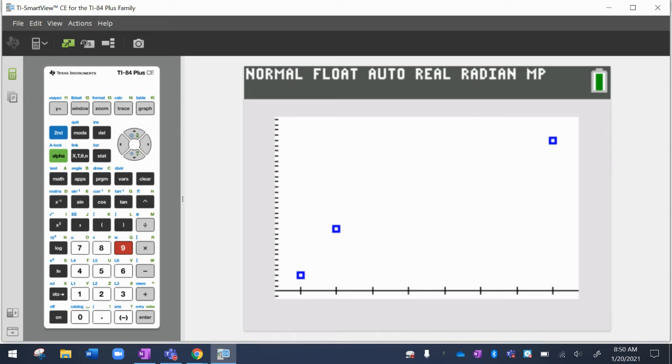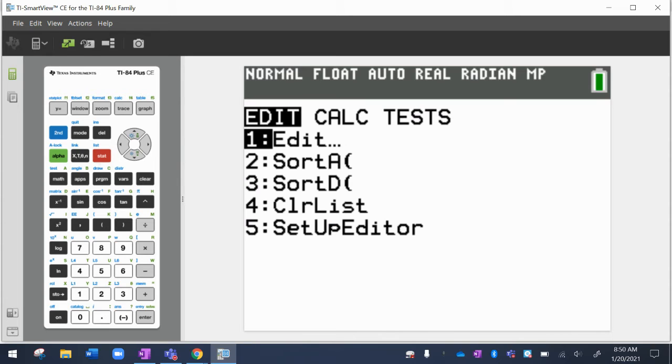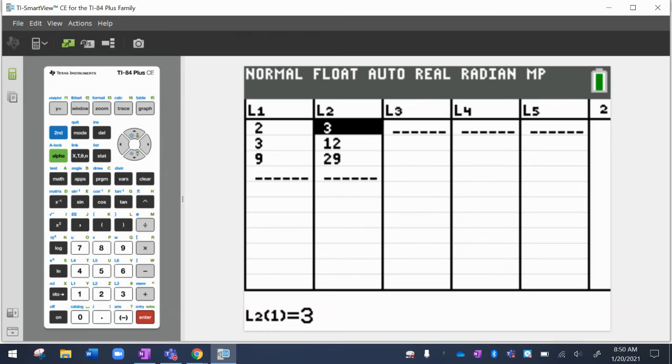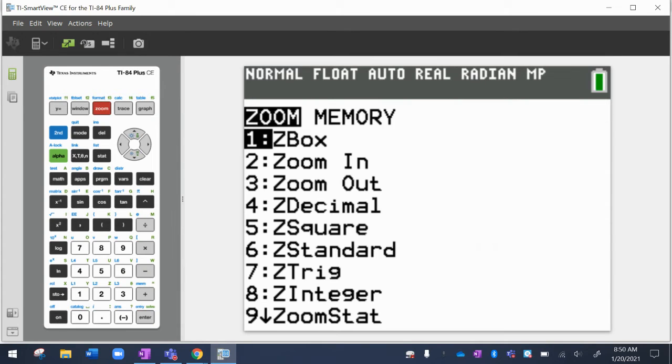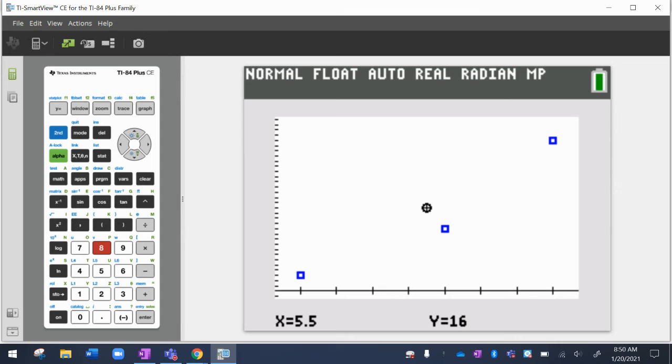Okay, so my scatter plot looks like that. And I want to find the line of best fit. Okay. So 2, 3, oh, this should say 6, 12. Mrs. Fibber is having so many technological issues lately. Let's try that zoom stat again. There we go. That's more what I thought it should look like. And I need to make my scatter plot. I need to make my line of best fit now.